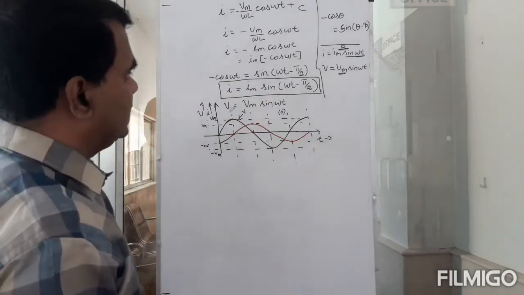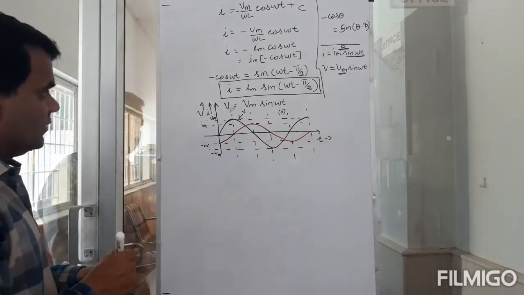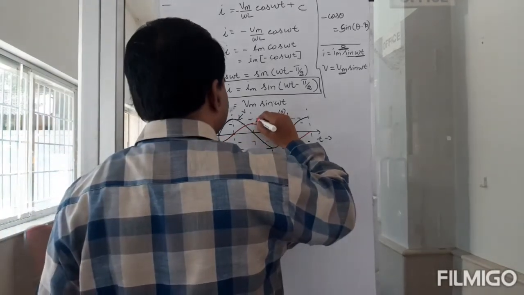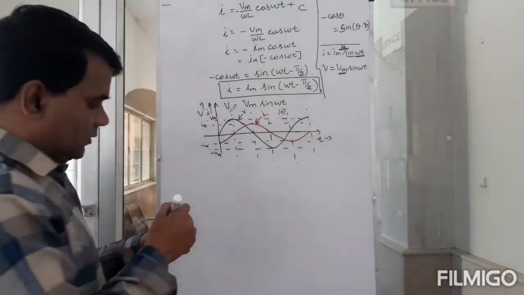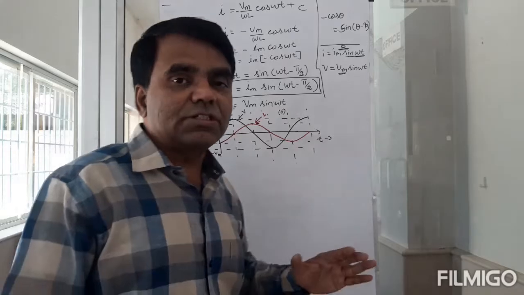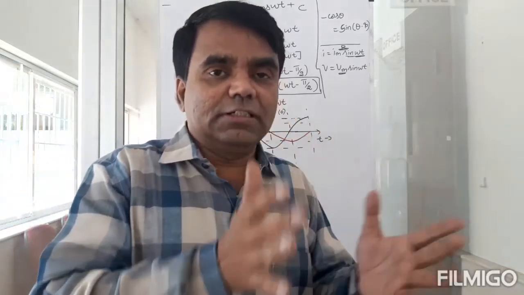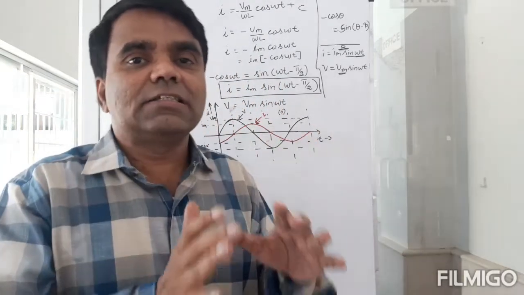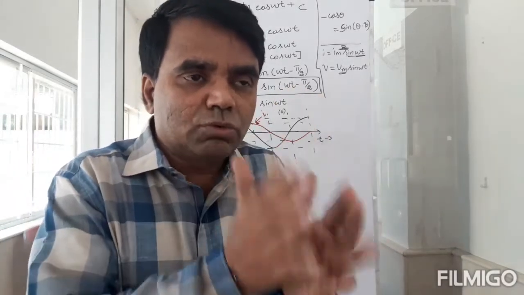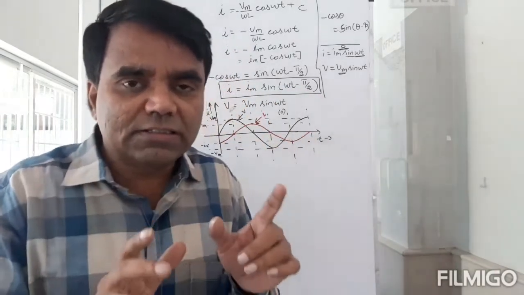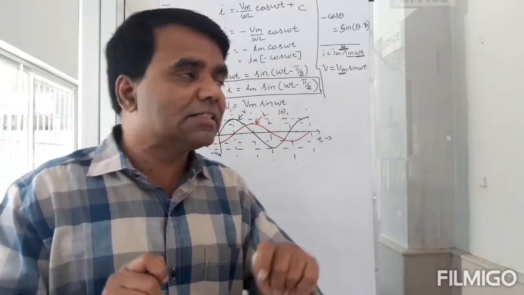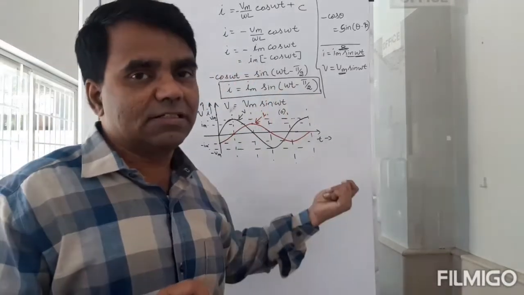So you can see that this is the current, and you can see that it is lagging. So you say that the current in the inductor circuit lags the voltage by 90 degrees. If it's a pure inductor, there is no resistance there. In a pure inductor circuit, the current lags the applied voltage by 90 degrees.